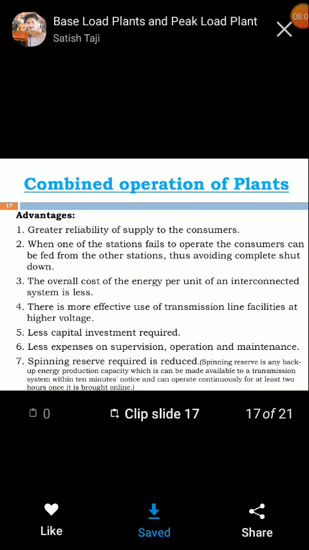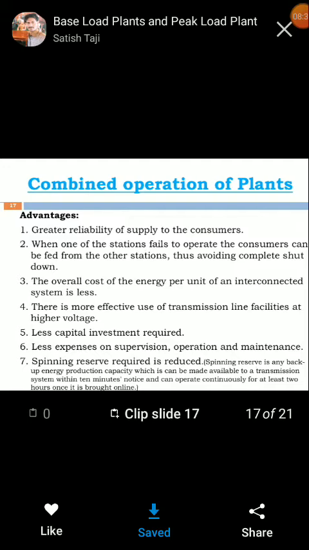Greater reliability of supply to consumers. When one of the stations fails to operate, the consumers can be fed from the other station, thus avoiding a complete shutdown. The overall cost of energy per unit of the interconnected system is less. There is more effective use of transmission line facilities at higher voltage. Less capital investment is required, and it is less expensive for supervision, operation and maintenance.